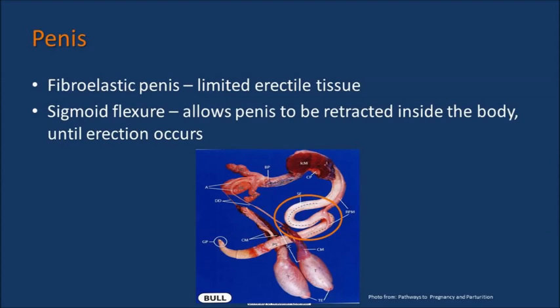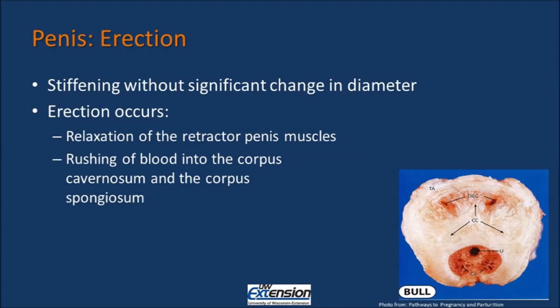The penis in the bull is a fibroelastic penis, meaning that there is limited erectile tissue and it has a sigmoid flexure, or an S-shaped curve within the penis. This sigmoid flexure allows the penis to be retracted inside the body until erection occurs. When the male is excited, the smooth muscle of the retractor penis muscle is released, and that penis is allowed to extend outside the sheath of the animal.